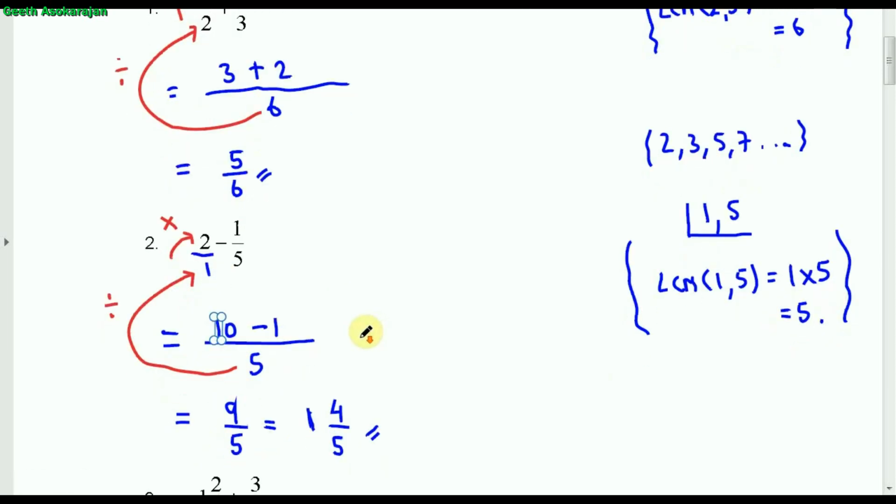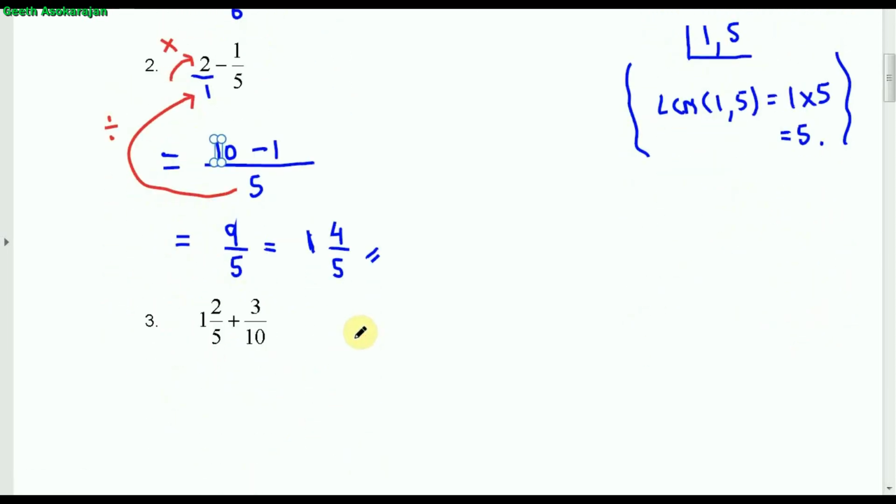Right, next example, number 3. 1 and 2/5 plus 3 over 10. Now, if we have mixed numbers, we need to convert them to improper fractions before working out the LCM. So I have a mixed number here, 1 and 2/5. So let me show you how to convert that to an improper fraction.